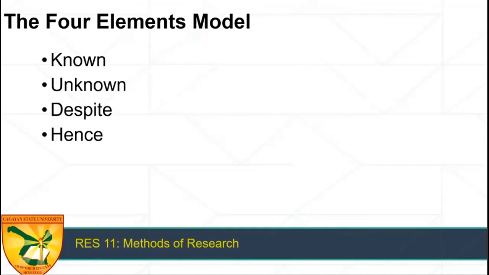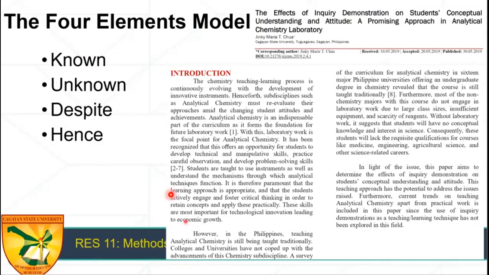So the first is the 4 elements model. I've learned this technique from Direct Julius, and I just made up the name just to make it at par with the other models. So you have here 4 elements: the known, the unknown, despite, and hence. So this is an example.